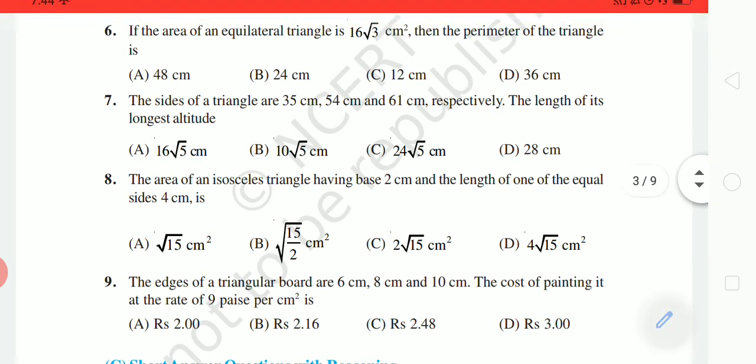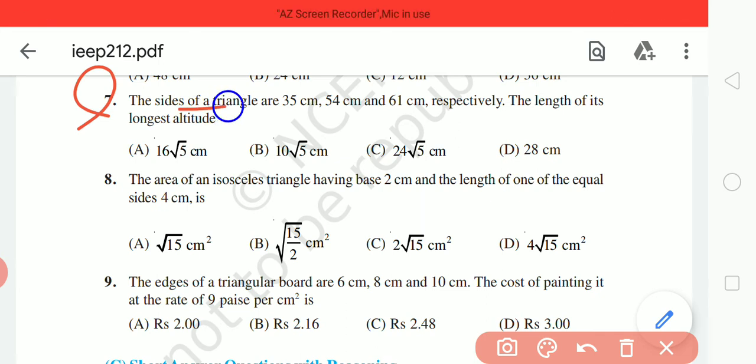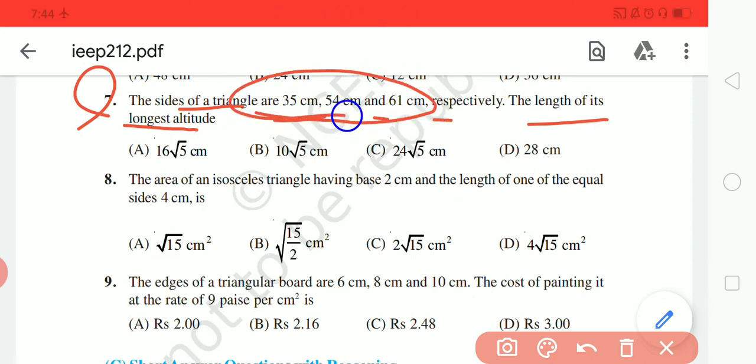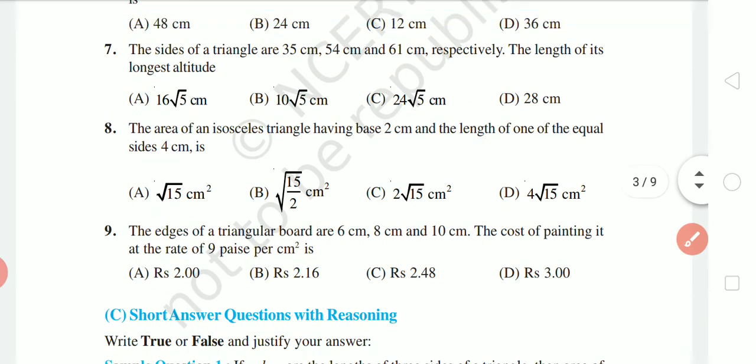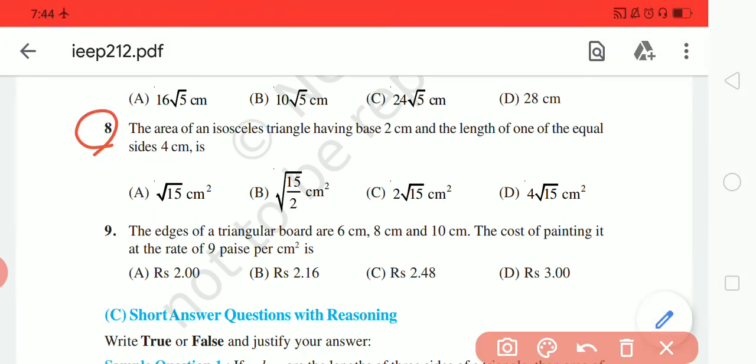B option. Now come to question number 7. The sides of the triangle are given respectively. Find the length of its longest altitude. You have been given 3 sides and you have to find the longest altitude. For finding this, we use the formula of the altitude, and for this we have to find the area using Heron's formula and then equate it with 1 by 2 into height into base. It is quite lengthy, not possible to cover in this video.